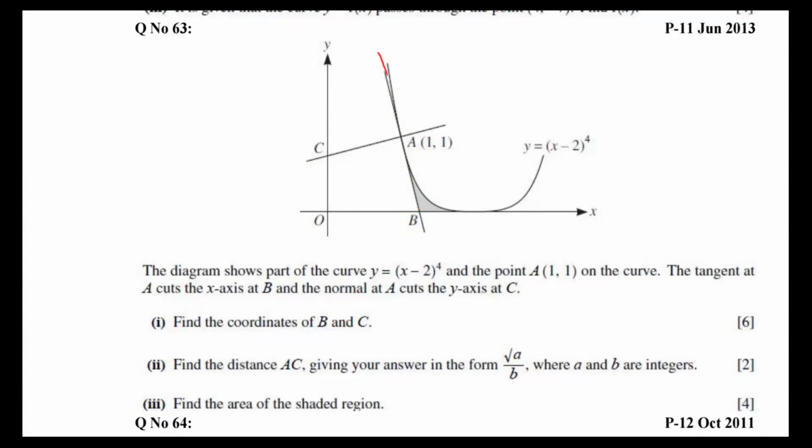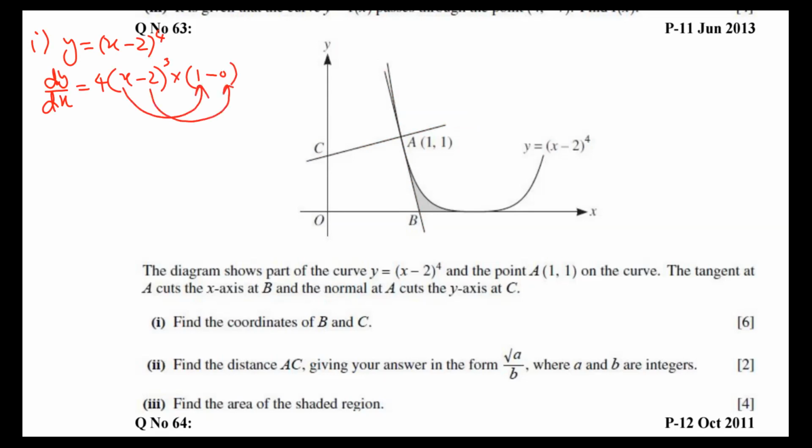So job number one is to find the B coordinates. I need the equation of tangent, and for the C coordinate, I need the equation of normal. For that, you must differentiate the equation of the curve. So dy over dx: the power 4 comes down, the power becomes 1 less, which is 3, times the derivative of the base. X has derivative 1, and 2 is a constant, so its derivative is 0. Clear? Let's move on.